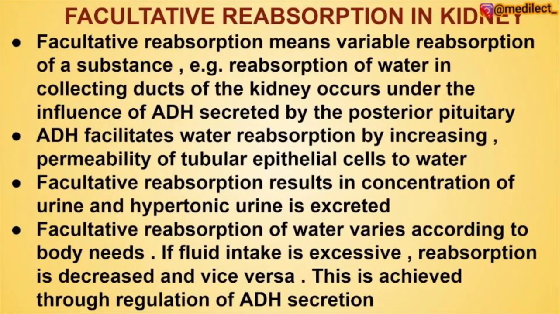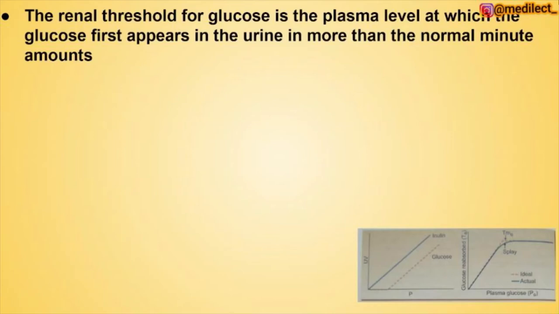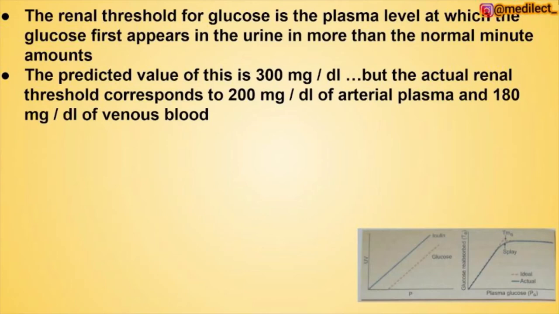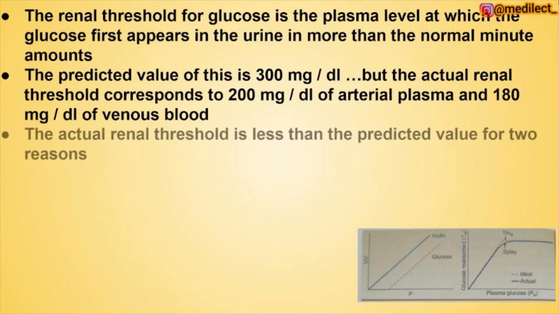Now, glucose reabsorption in the kidneys. The renal threshold for glucose is the plasma level at which the glucose first appears in the urine in more than the normal minute amounts. The predicted value of this is around 300 mg per deciliter. But the actual renal threshold corresponds to 200 mg per dL of the arterial plasma and 180 of the venous blood. The actual renal threshold is less than the predicted value for two reasons.